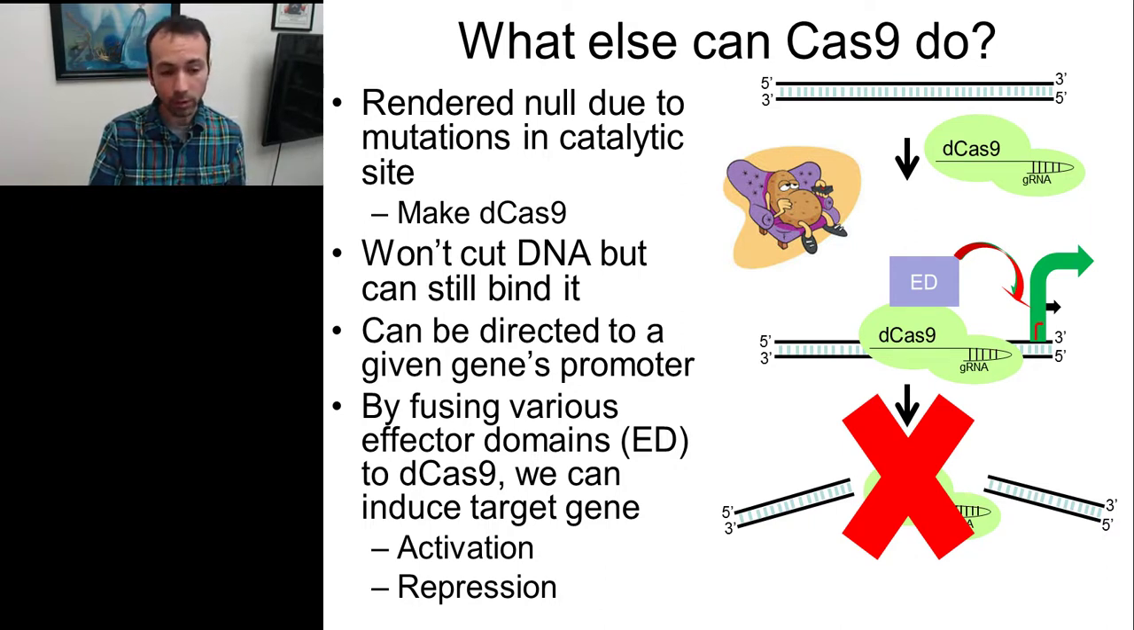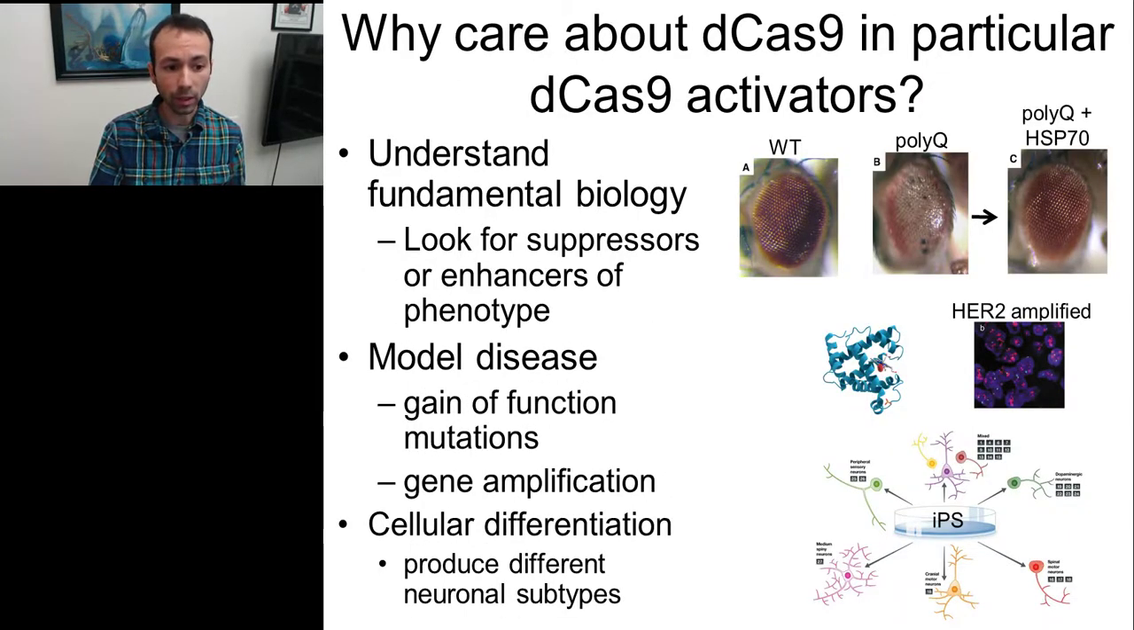Well, they're really useful for understanding fundamental biology. So let's say you want to look for suppressors or enhancers of phenotype. In this case, imagine you have a fly that has a normal eye morphology. If you express a polyglutamine tract protein within the eye, you can see the eye loses a lot of its morphology. And then if you want to look for suppressors of that phenotype, you can use Cas9 activators to try to find one. In this case, if you overexpress HSP70 within those eyes that also express the polyglutamine protein, you see a nice rescue of phenotype.